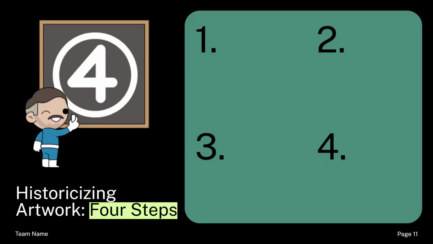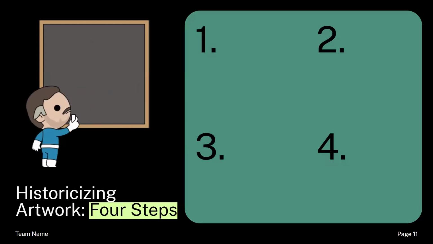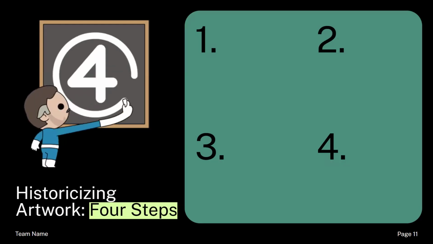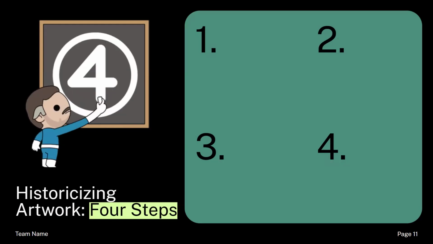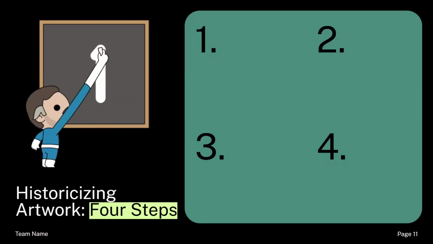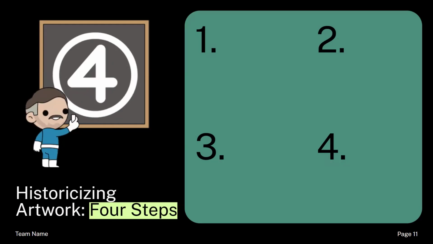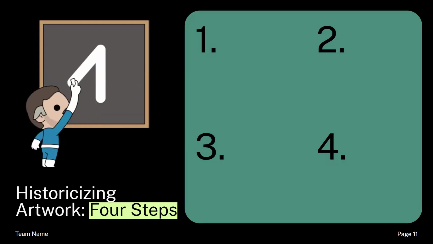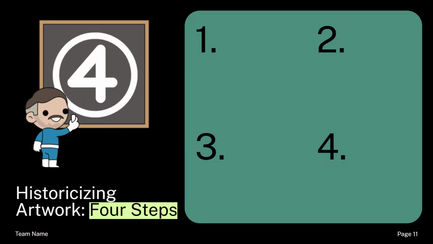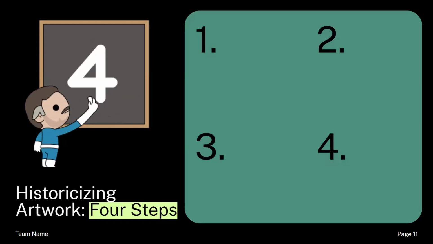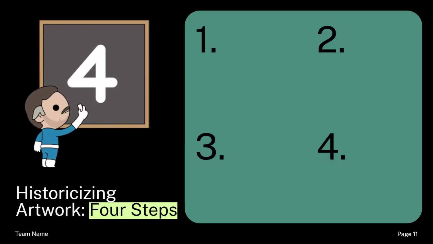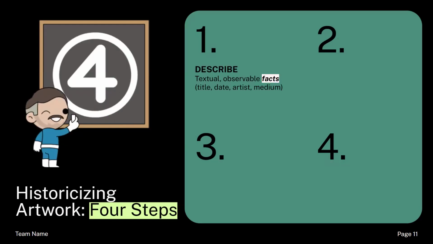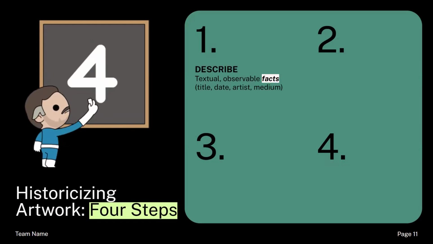Now, when you look at a piece of artwork, it is really common to look right at it and say, here's what's happening in this piece. But guess what? That is not what you are going to do as a historian with this assignment. Instead, you have 4 steps. You have to take 4 steps and you have to take them in order for you to properly historicize artwork as a primary source. Number 1, describe.